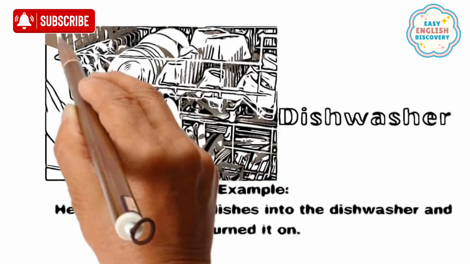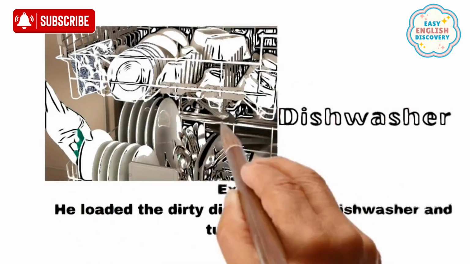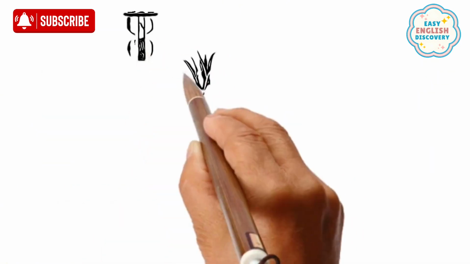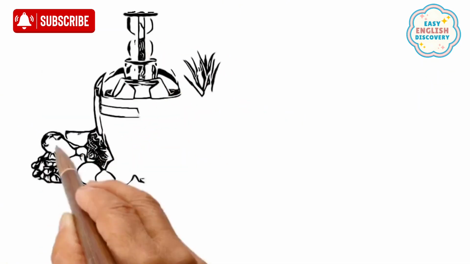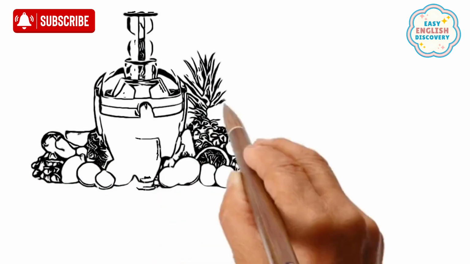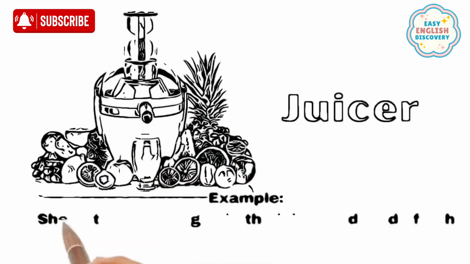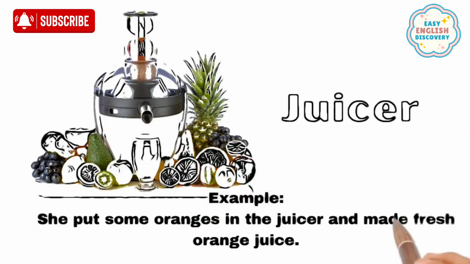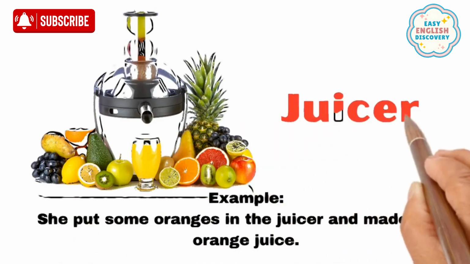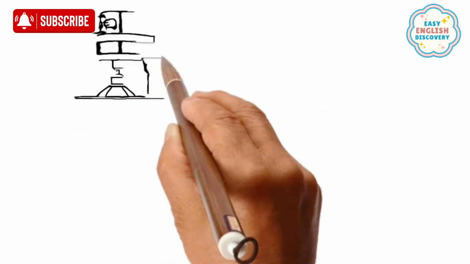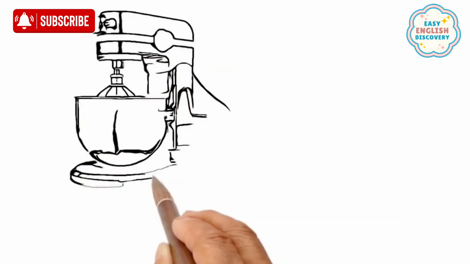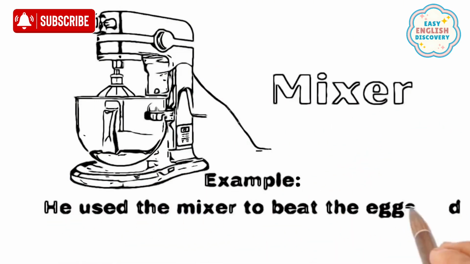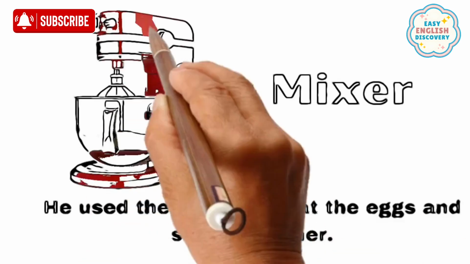Dishwasher. Example, he loaded the dirty dishes into the dishwasher and turned it on. Juicer. Example, she put some oranges in the juicer and made fresh orange juice. Mixer. Example, he used the mixer to beat the eggs and sugar together.